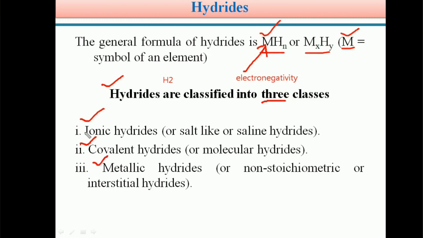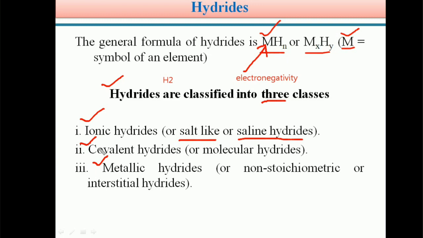So students, the first type of hydrides is ionic hydrides. These ionic hydrides are also called salt-like hydrides. These are also known as saline hydrides. So ionic hydrides, salt-like hydrides and saline hydrides are the same.